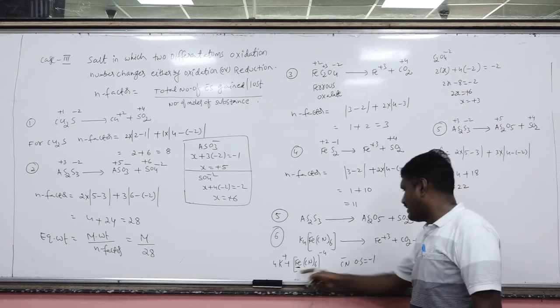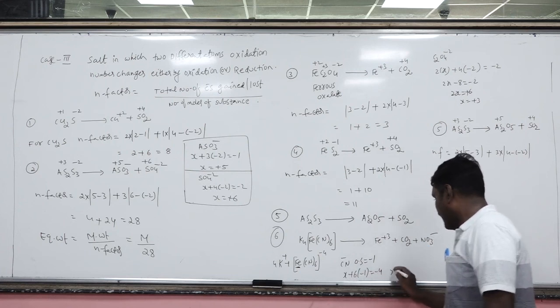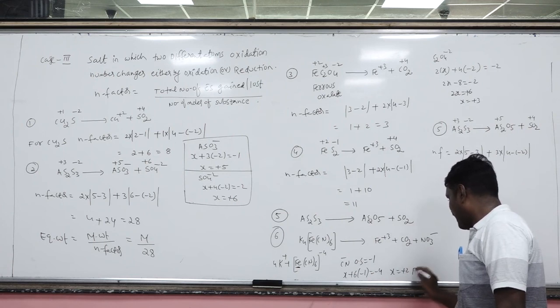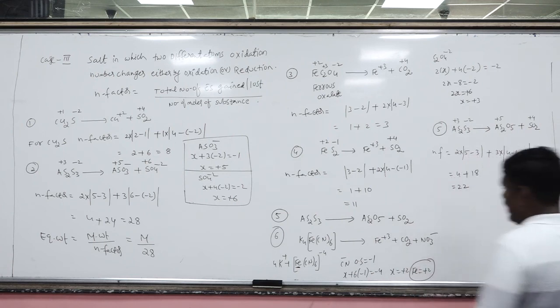So what about the iron oxidation state? Let's suppose iron oxidation number is x. 6 into minus 1, plus x, is equal to minus 4. So x is equal to plus 2. So iron oxidation number is plus 2.